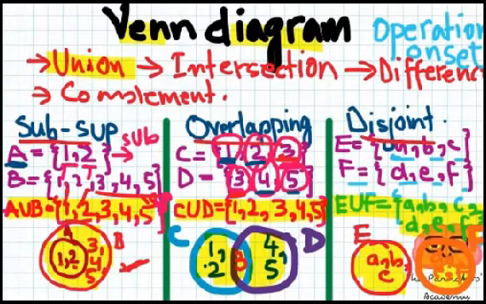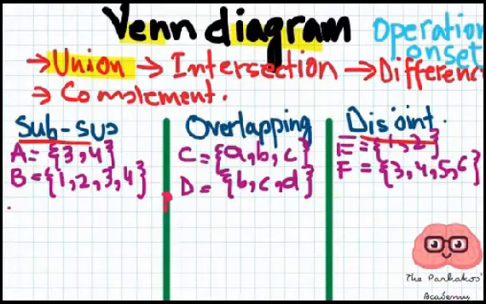I hope that you have understood the union operation, and for detailed videos you can watch the dedicated video on the union operation. Okay, now we are going to discuss the second operation, which is the intersection operation. In this case as well, we have three cases: the subset superset relationship, overlapping, and disjoint. Let's first see the sub and super. Now, since it's intersection, we are going to only consider the elements which are common in both of them, right? Let's see how we can do it graphically.